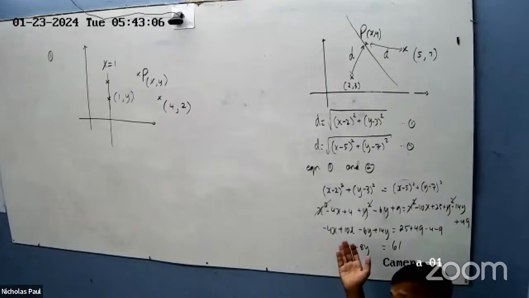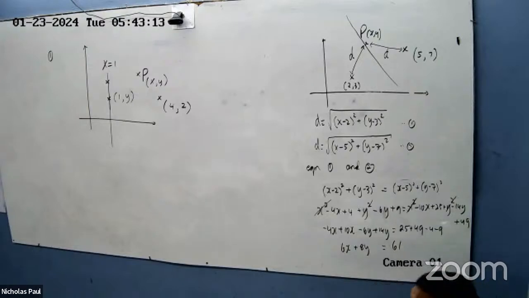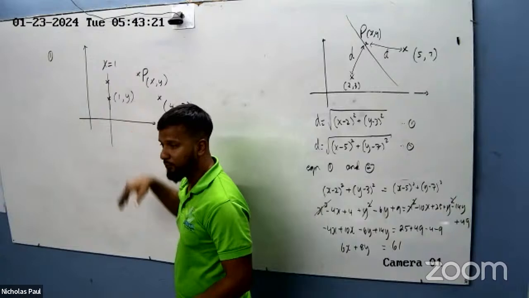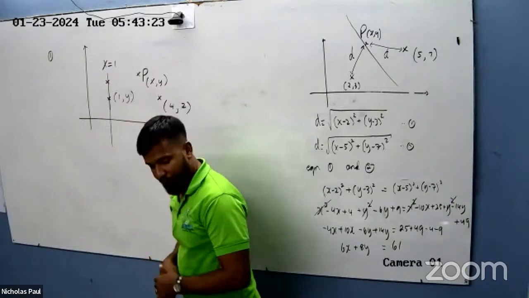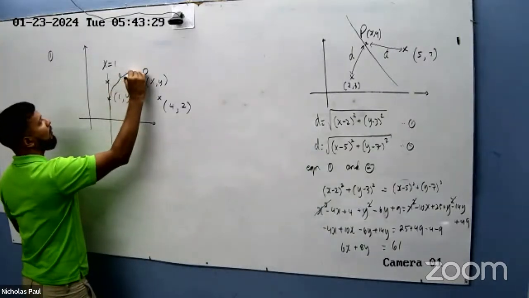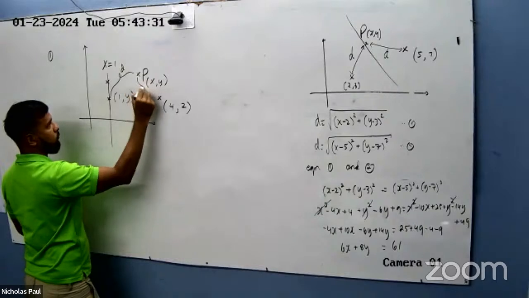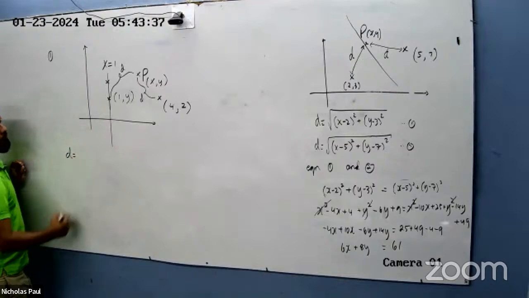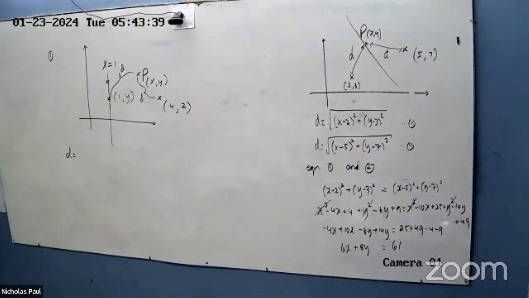Should we try the thing now? Find D from P to (4, 2) and P to the line x equals 1. Remember, regardless of what type of line it is, so find D in each case.